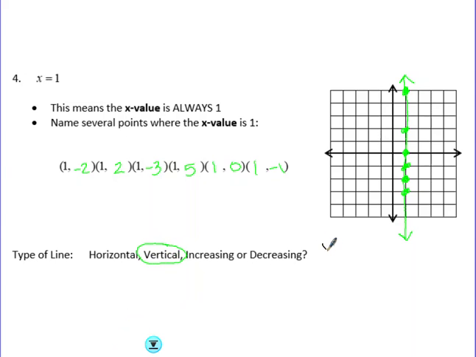Let's write down our x and y intercepts. We do have an x-intercept, and that is this point here, which is (1, 0). But we do not have a y-intercept. This line never touches the y-axis. So we say there is none. Anytime you have an equation that is x equals a number, you will get a vertical line, and that line will have an x-intercept, but no y-intercept.